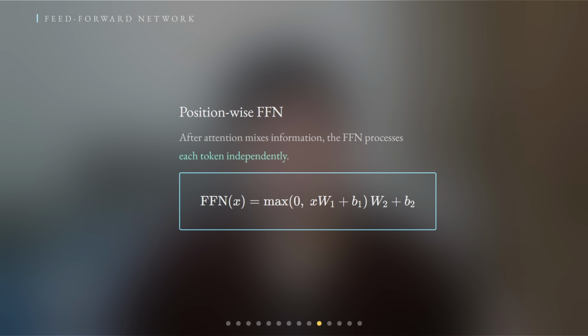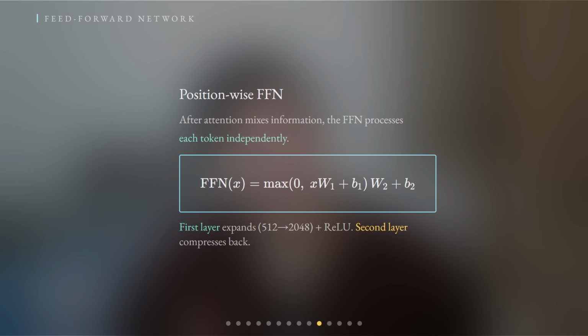If the value is negative, set it to 0. If positive, keep it as is. Second, multiply by another weight matrix and add another bias. The first step expands the dimension in the original transformer from 512 to 2048. The second step compresses it back to 512.